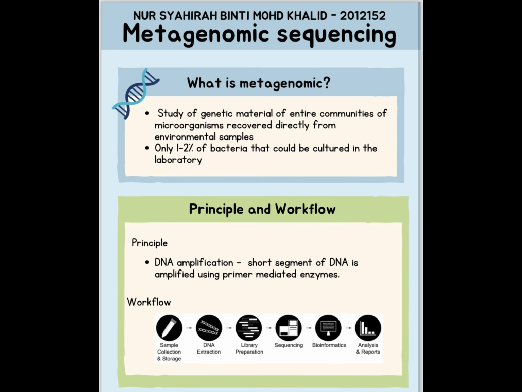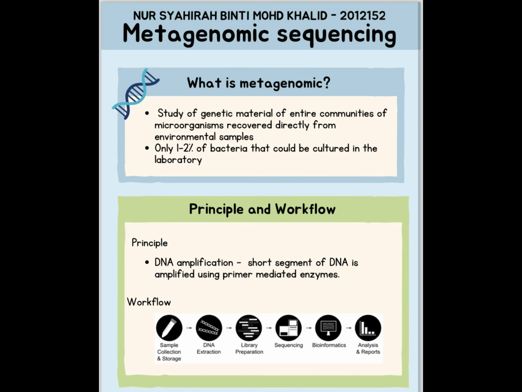So let's move on to the metagenomics workflow, where the samples are collected from a direct environment, such as soil. Next, the DNA is extracted from the sample through chemical lysis. Then, the extracted DNA is fragmented into smaller pieces, and adapters are ligated to the ends of these fragments to facilitate sequencing. DNA fragments are then amplified using PCR.